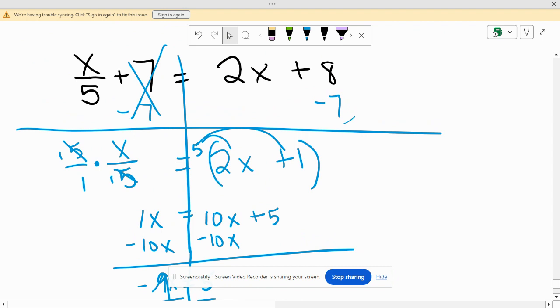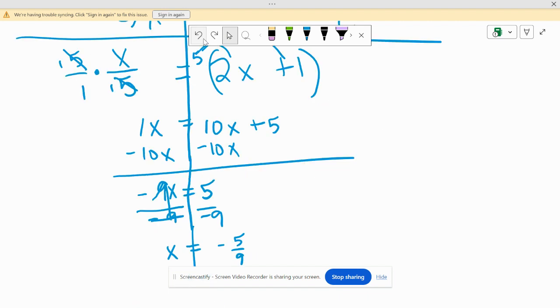I'm going to show you what it looks like if we're going to multiply both sides by 5 first. So let's undo our work here.